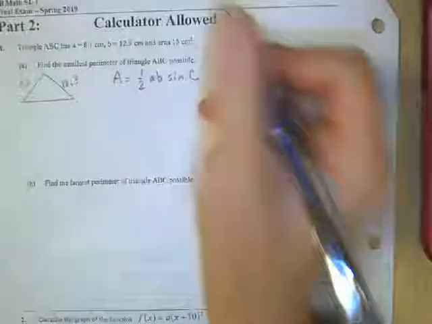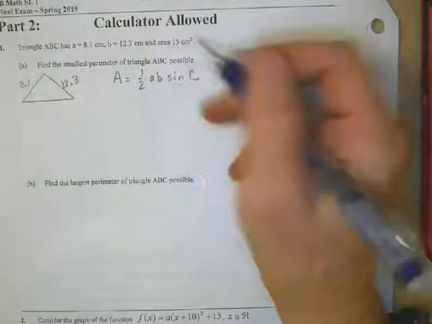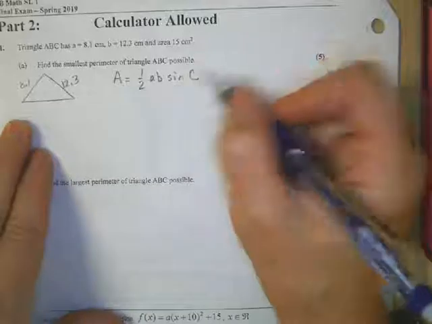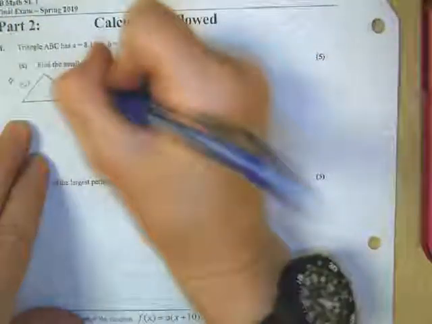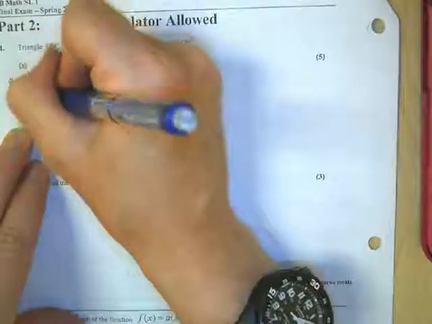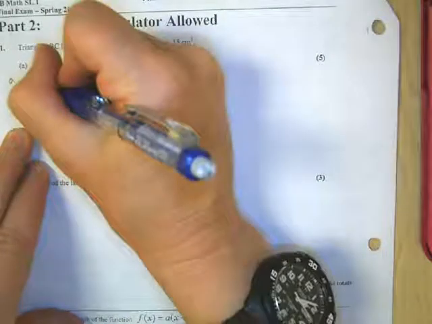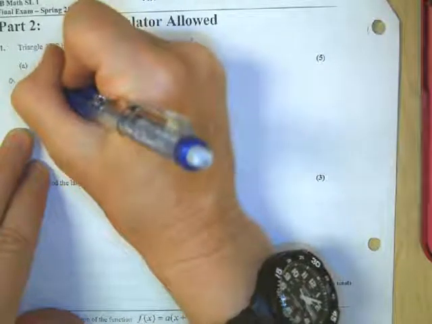Angle C is the angle that's in between A and B, because if I label this side A, side B, side C, angle C is the one that's opposite side C. So here is angle C. So we're going to be finding this angle right here. We're going to find that angle.